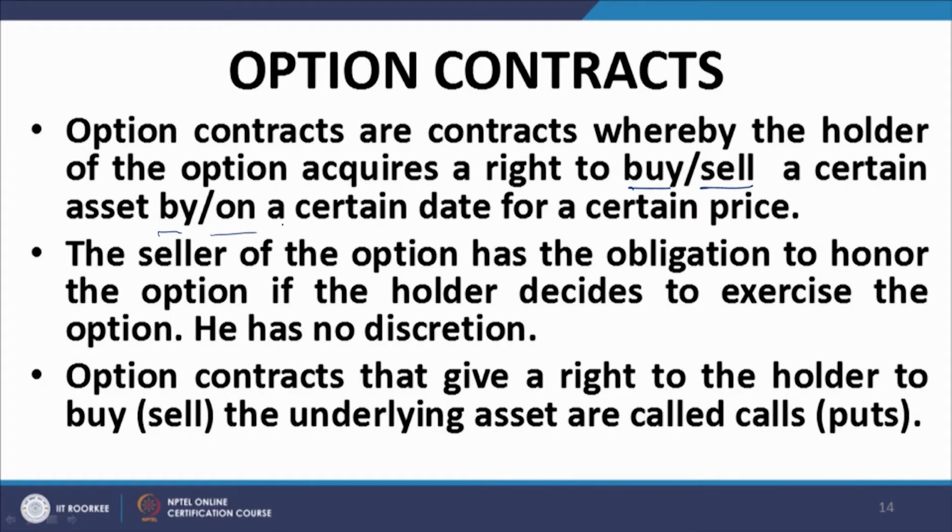The second is by or on. If the option is exercisable on a particular date, it is called a European option. If it is exercisable up to a particular date, then it is called an American option.